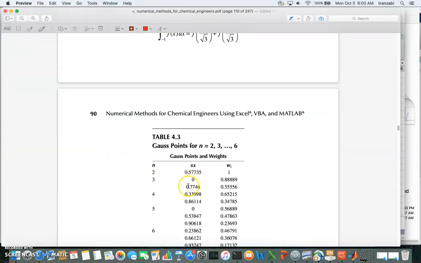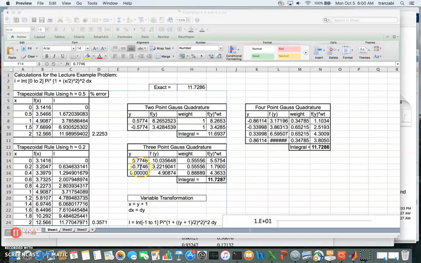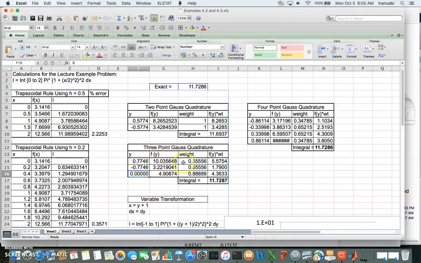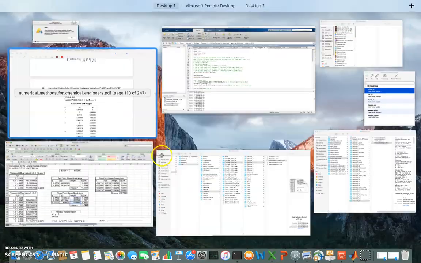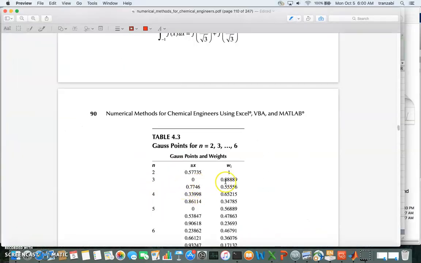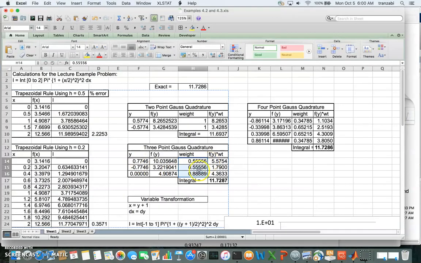3 points is 0 plus minus 0.77. So here is 0 plus minus 0.77, and the weights, we go to the table right here, and the weights are 0.88 and 0.55. So here's 0.88 and 0.55 for the other two, right? We don't change the sign of the weight, only the sign changes for the y value. We evaluate the function f as before. You drag it down, right? And then you multiply f by the weight.